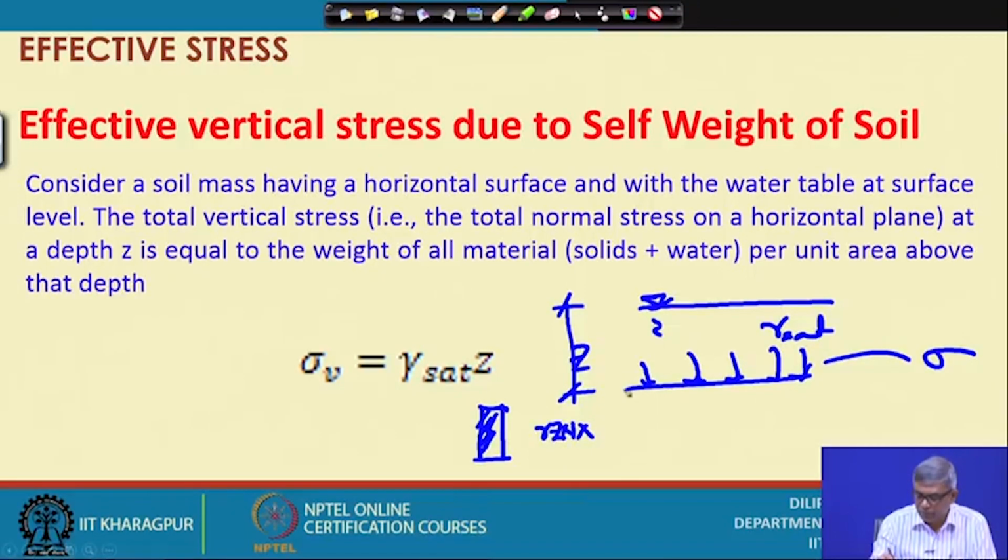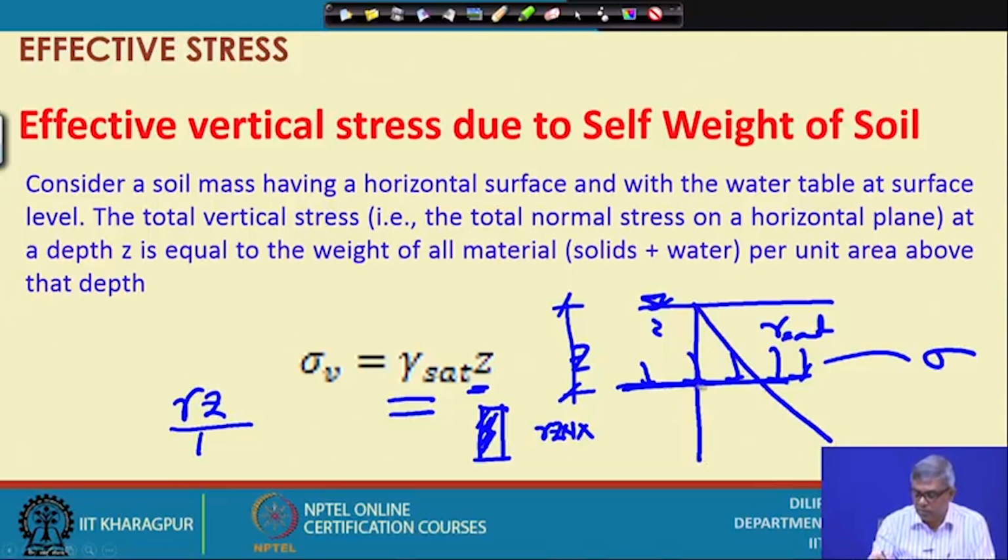So, the total weight will be gamma into z, divided by the cross-sectional area 1, so ultimately gamma z. Since this unit weight is saturated, it will be gamma saturated into z. With increase of z, the total stress also increases. If I draw it, it will be something like this. With the change of depth, your sigma v is increasing.